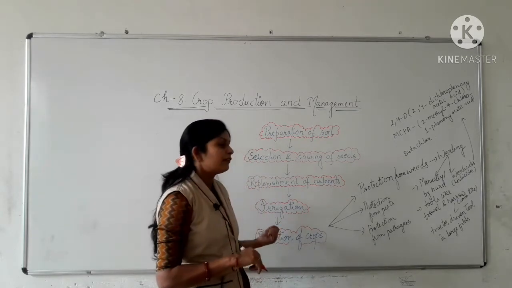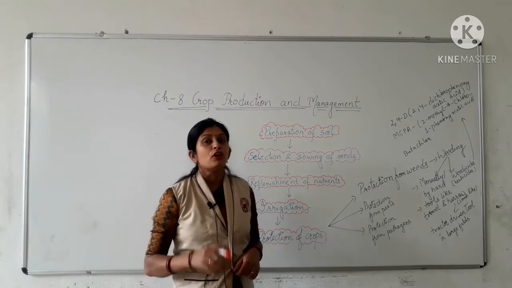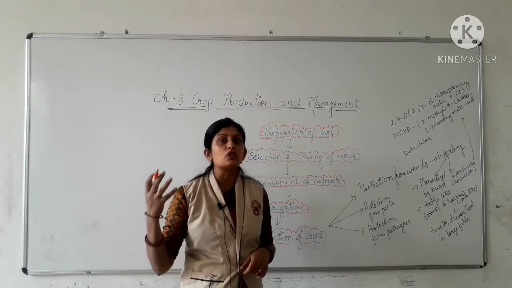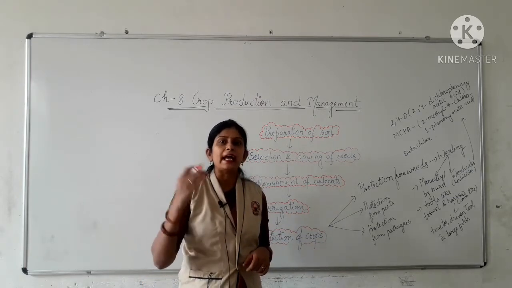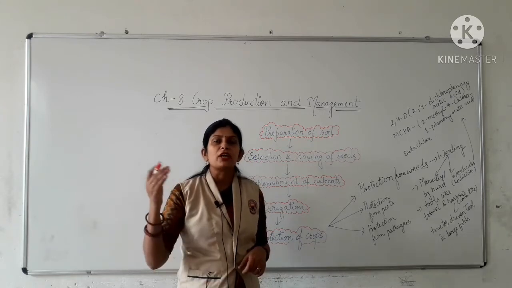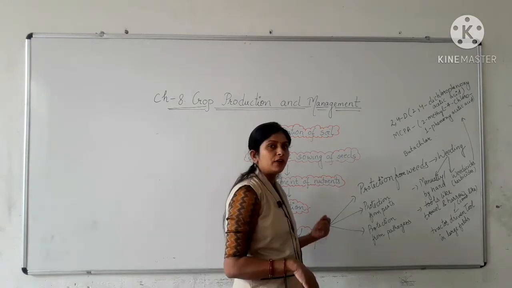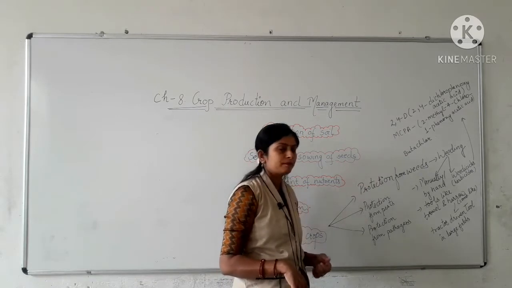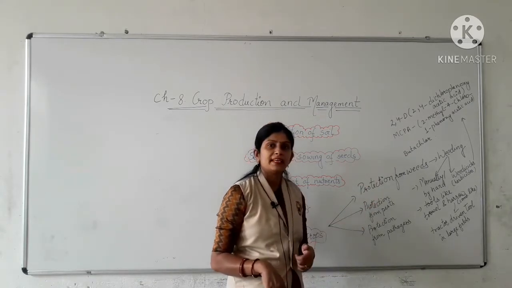Okay, now first of all we should know what are the different factors or agents which can damage crops, which can ruin their quality. First of all, weeds. Secondly, pests.